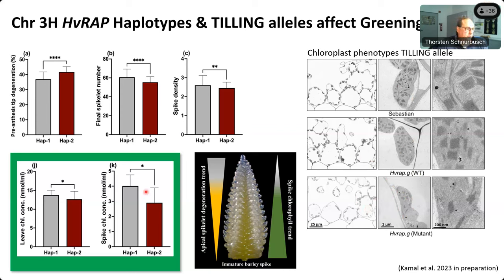That was also shown here, for example, in this graph. All the mutants in the population carrying this specific allele in the haplotype 2 had a slightly lower chlorophyll level in the leaf, but most strikingly a very strong reduction in the chlorophyll content of the spike, the immature spike. And here again, most likely this was causative for a higher PTD in the haplotype 2, and that resulted in lower spikelet number on the population level, really suggesting that there's some natural variation in this RAP domain containing protein, which is providing some natural variation for PTD.